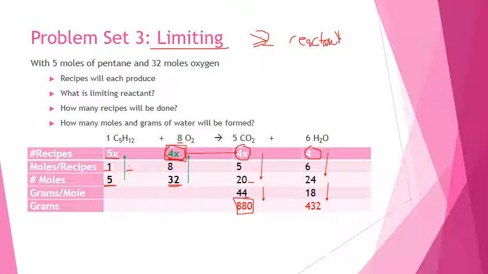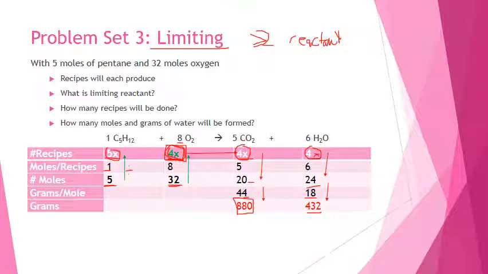And for water, you can do it 4 times as well. That's 6 moles per recipe, 4 times is 24. And then 18 grams, 24 times is 432. So the key is find recipes, compare recipes. The lower number is how much product you're going to make.